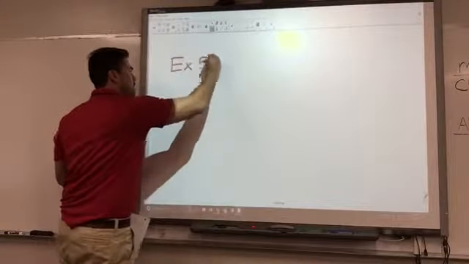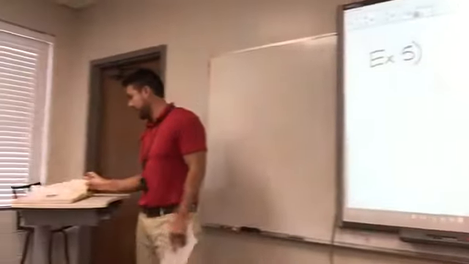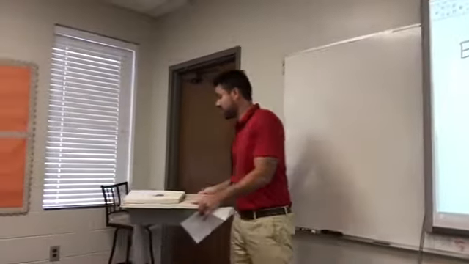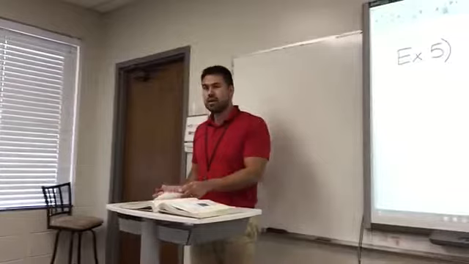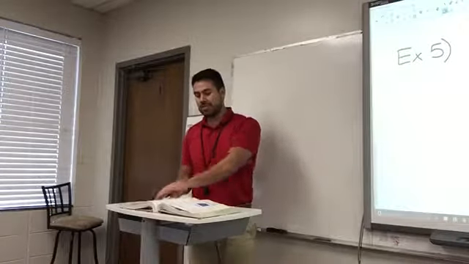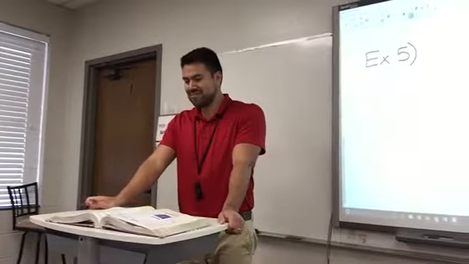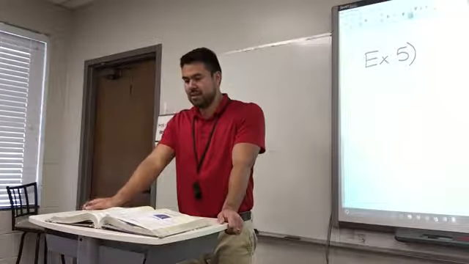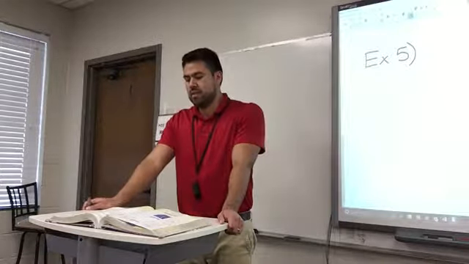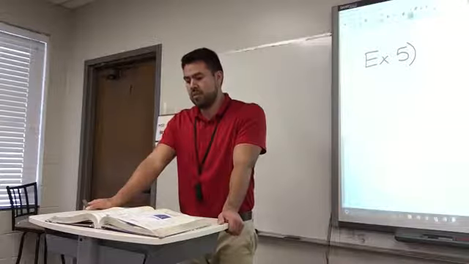Example 5, so I think that is on page 365. Benson, can you read example 5, the bold type, please? Yes, sir. Write the slope-intercept form of an equation that passes through (8, -2). It is perpendicular to the graph of 5x minus 3y equals 7.